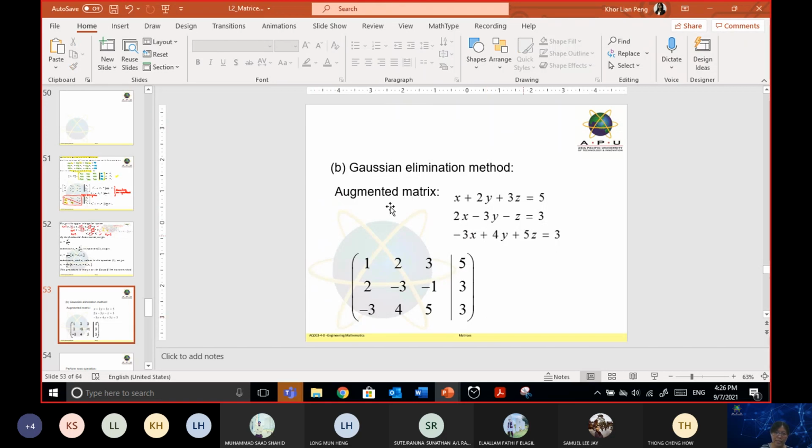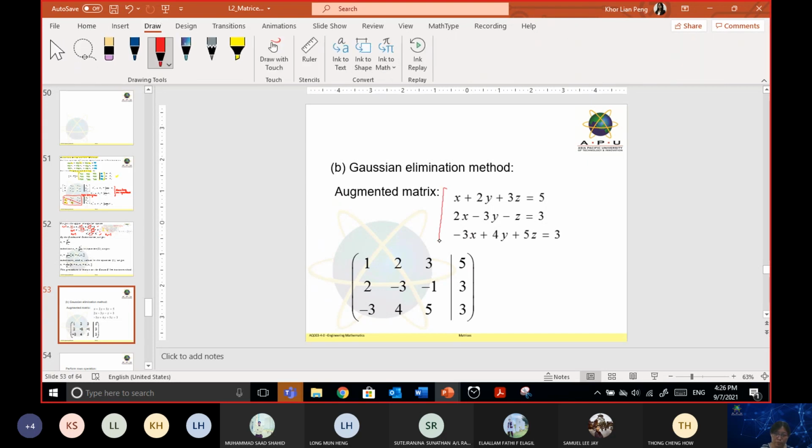So this is the simultaneous equations that we need to solve. What you need to do here is put in all the coefficients. Can you see x? x means there's a 1, followed by the coefficients 2 and 3. For the second equation, we have 2, minus 3, and minus 1. For the third equation, we have minus 3, positive 4, positive 5.